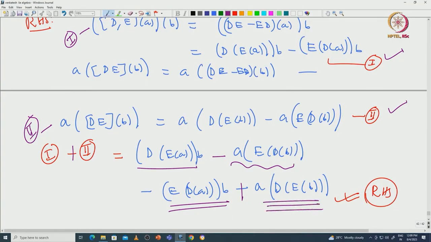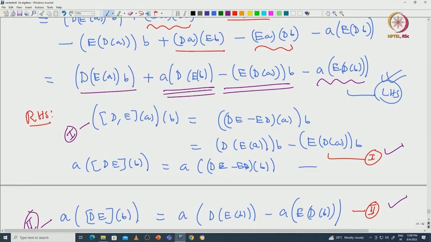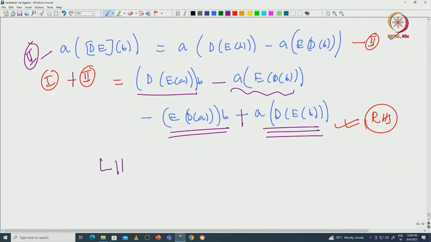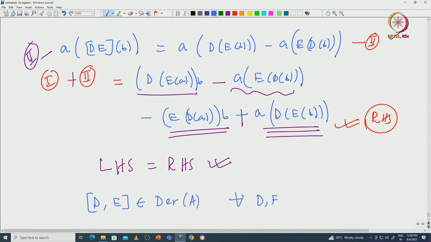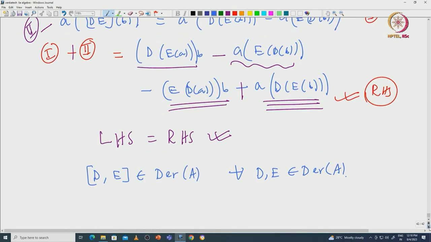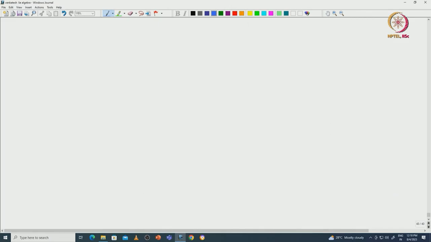So, this is the third term. The third term is here. So, that proves LHS equal to RHS. So that means this bracket DE is again a derivation for all D, E in derivations of A. Okay, so this completes the proof. I will just leave one exercise and then stop. This is again called Leibniz rule or generalized Leibniz rule, because it can be obtained from the rule that I already told.